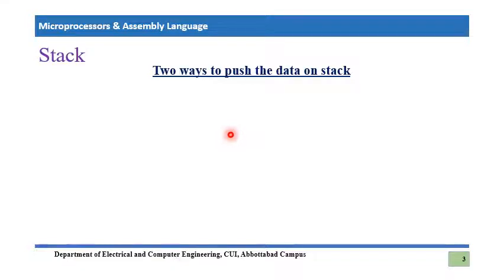So we learned 2 different ways in which we can push the data onto the stake. Word push is used to store the information onto the stake. Word pop is used to retrieve the information from the stake. These are the 2 terminologies. So there are 2 different ways in which we can push different data onto the stake. Number 1 is call instruction.